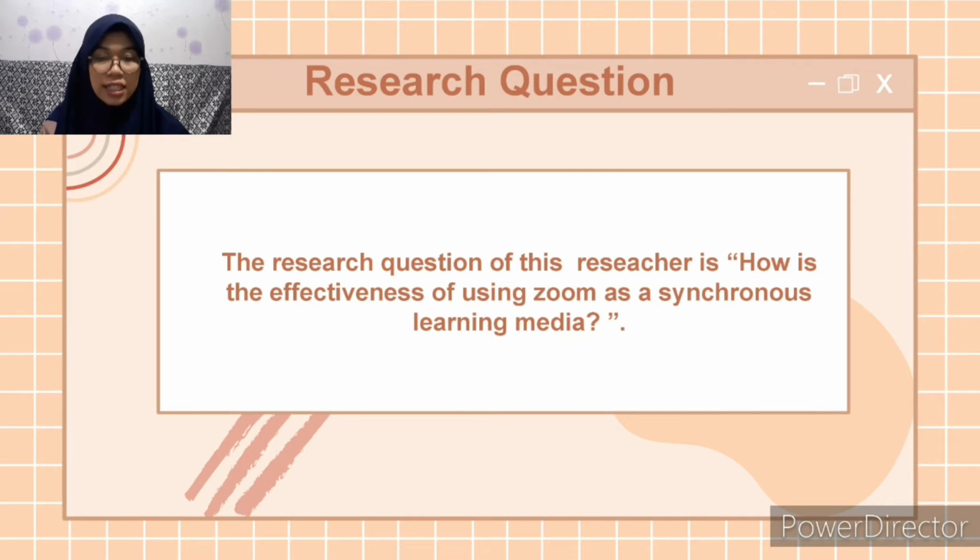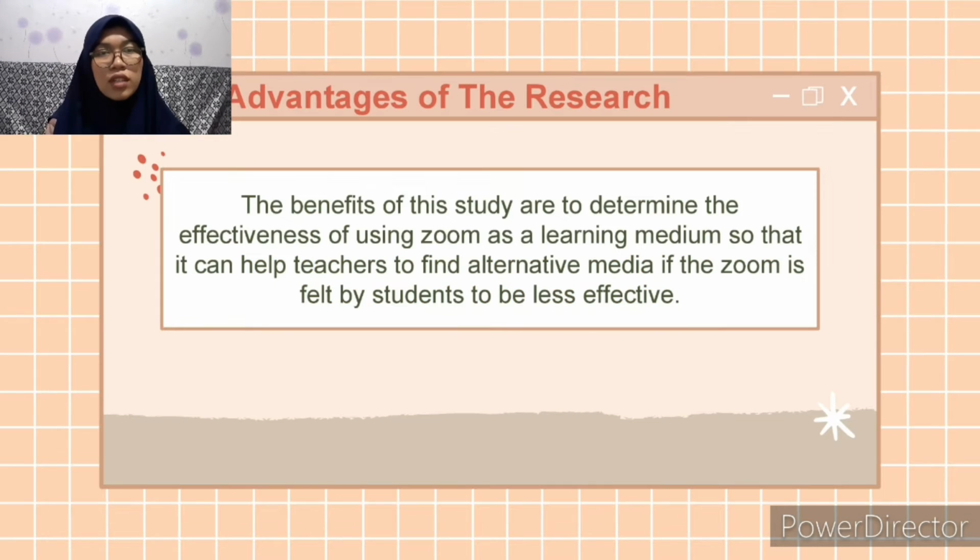Second, the research question. So the research question of this study is, how is the effectiveness of using Zoom as a synchronous learning media? The third is the advantage of the research. So the benefit of this study is to determine the effectiveness of using Zoom as a synchronous learning media so that it can help teachers to find alternative media if Zoom is felt by the students to be less effective.